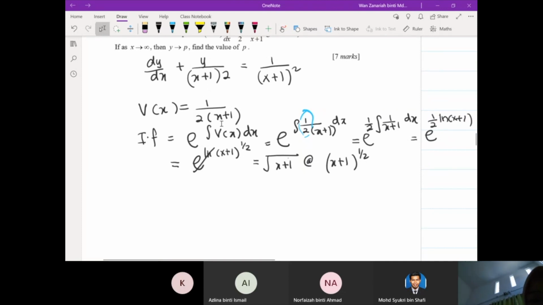Okay, dy over dx plus y over 2x plus 1 equals to 1 over x plus 1 squared.